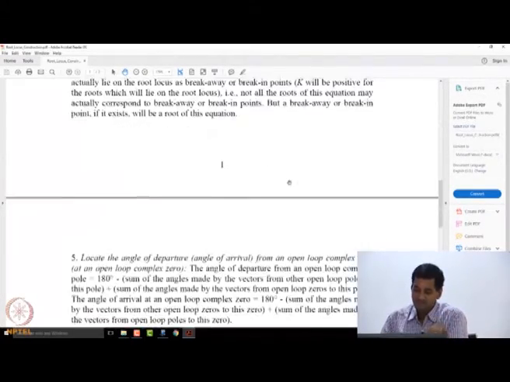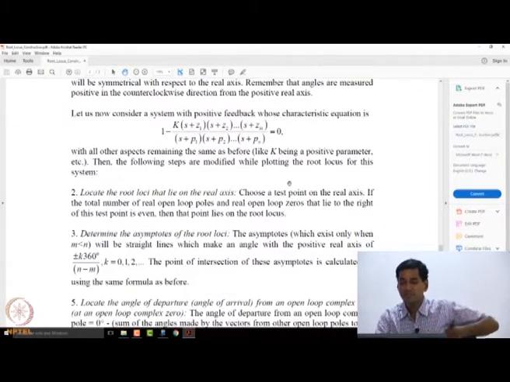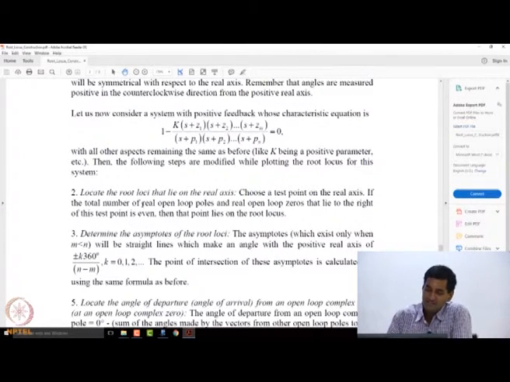So, consequently, for step 2, I have typed the corresponding changes in the same document, if you scroll down to page number 2. With positive feedback, you see that step 2 is now changed. The main change that comes about is that the criteria is changed from odd to even. So, you take a test point on the real axis and count the number of real open loop poles and real open loop zeros to the right of it; it should be even or 0. Then that test point lies on the root locus. That is how the second step changes.